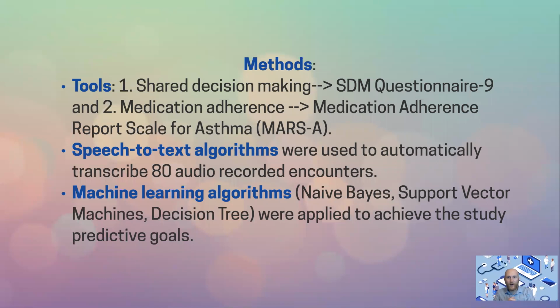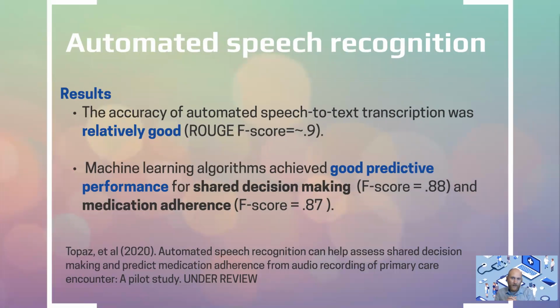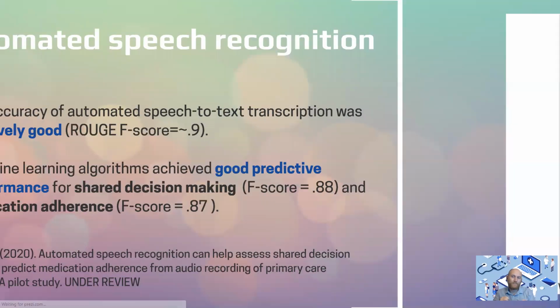In terms of methods, we used standardized tools to assess shared decision-making and medication adherence. We used speech-to-text algorithms to convert spoken language, so this recorded data, to written language, basically to convert those conversations into text. We then used machine learning to create predictive algorithms. So in terms of results, the accuracy of the predictive algorithms was pretty good. It was about 88% for predicting shared decision-making and medication adherence for those patients.